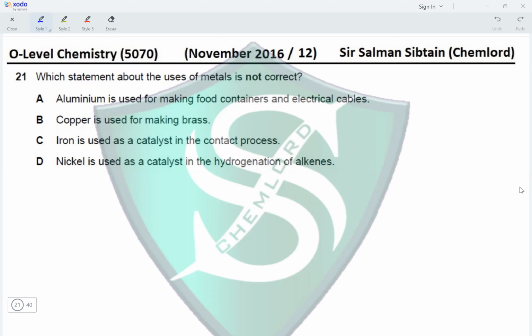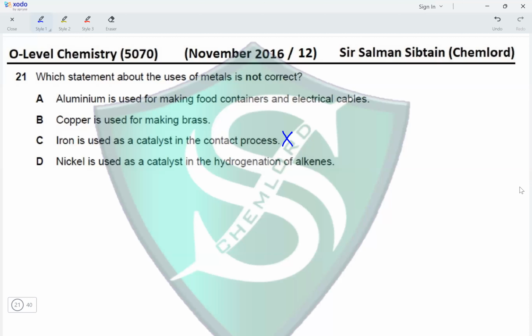Copper is used for making brass. Yes, brass is a mixture of copper and zinc. Iron is used as a catalyst in the contact process. No, vanadium 5 oxide is used as a catalyst in the contact process. And nickel is used as a catalyst in hydrogenation of alkenes. Yes, this is also correct.